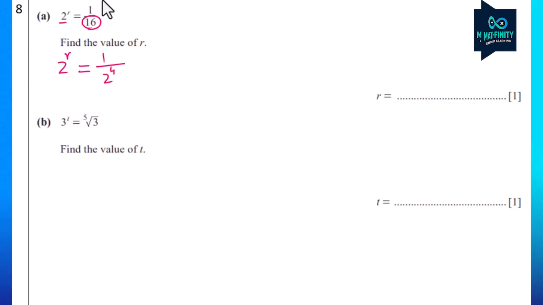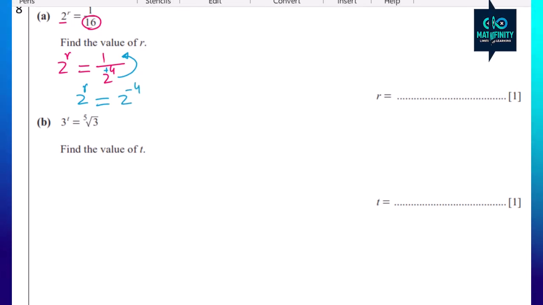So 2 power 4. And in question number 7, I explained that if you change the position from denominator to numerator or from numerator to denominator, we have to change the sign of the power. Here, the sign is positive. When you shift it above into the numerator, you have to write 2 power negative 4. Bases are same on both sides of equality. Bases are same, yes, it means powers are same. So what is the value of r? r is equal to negative 4.